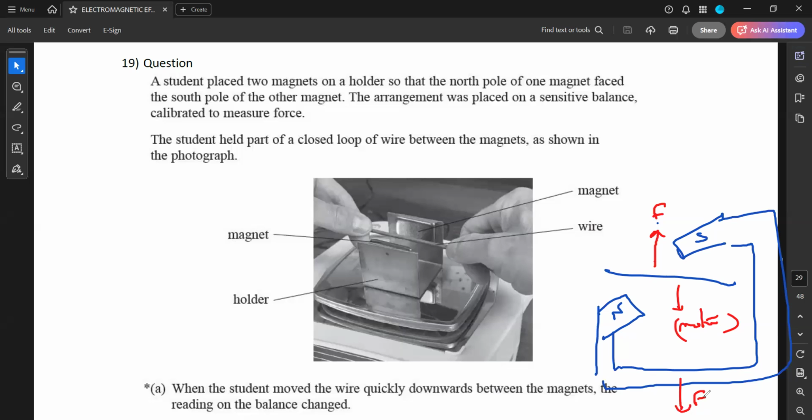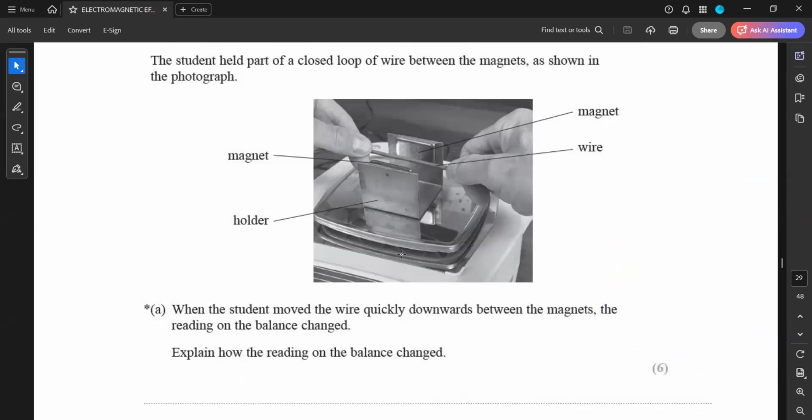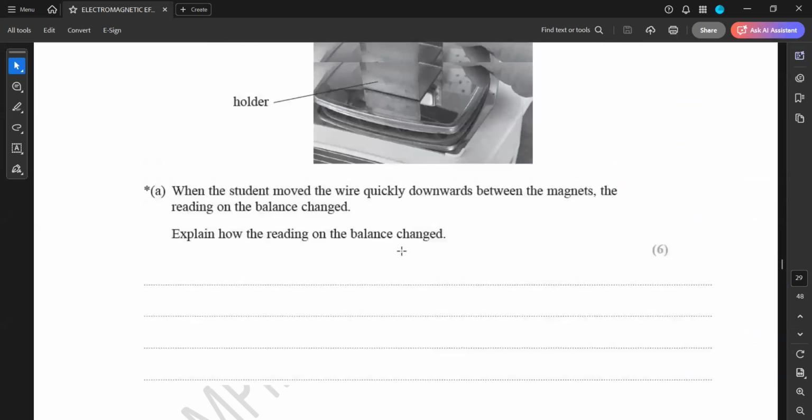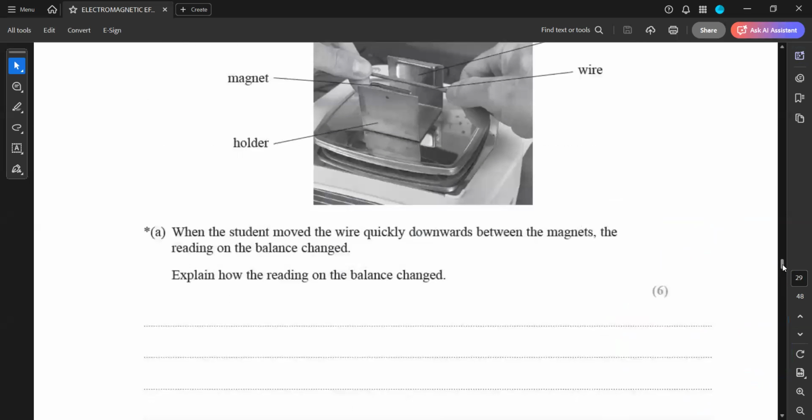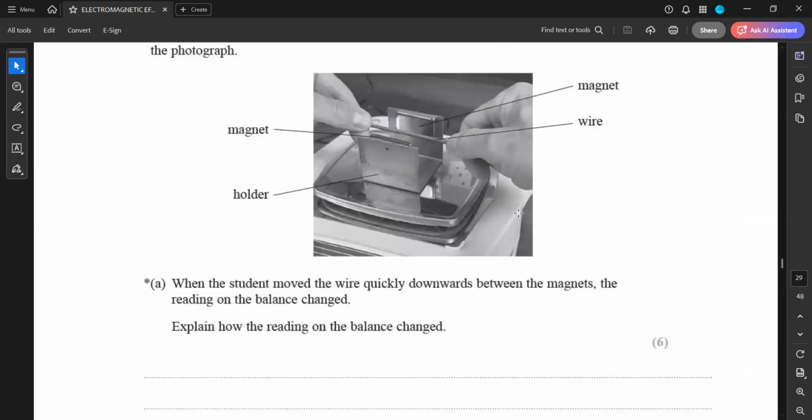Yes, sir. So how do you score the marks here? It is a 6-mark question. First thing, when a wire is moved downward, there is a change in magnetic field which induces EMF, and the induced EMF always tries to oppose. So if the wire is moved downward, the force on the wire will be upward to oppose its motion. Because of the changing magnetic field, there's an upward force on the wire.